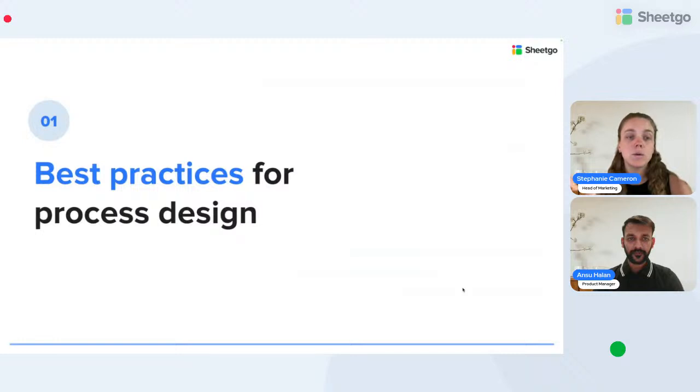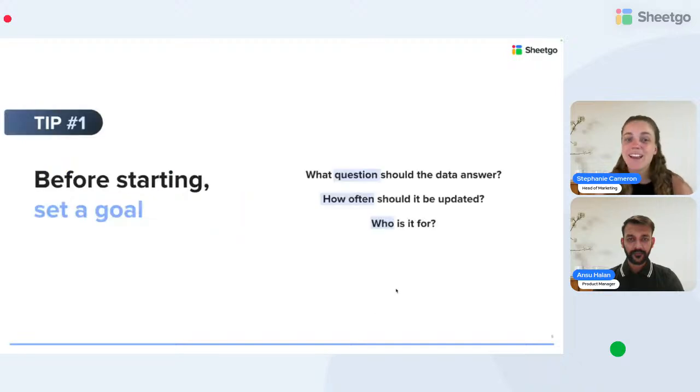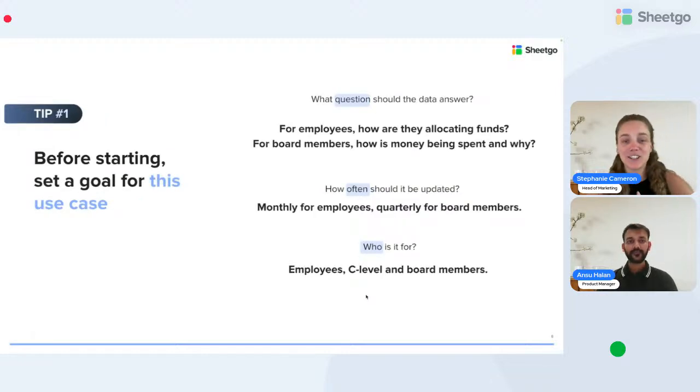So let's go over the best practices for process designs. We've been telling these over and over. They're always the same, so I'm going to repeat them. Before starting, very important, set a goal, right? How are you going to start creating spreadsheets if you don't know what you want to create?